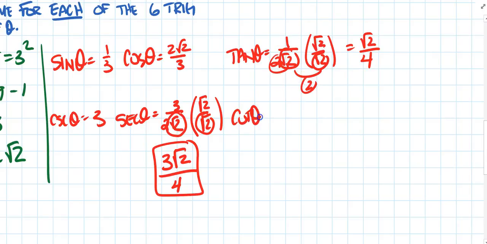Therefore, the cotangent of theta is just the reciprocal of my original tangent, so 2 radical 2. So sine is a third, cosecant is 3, cosine is 2 rad 2 over 3, secant is 3 rad 2 over 4, tangent is rad 2 over 4, and cotangent is 2 radical 2.